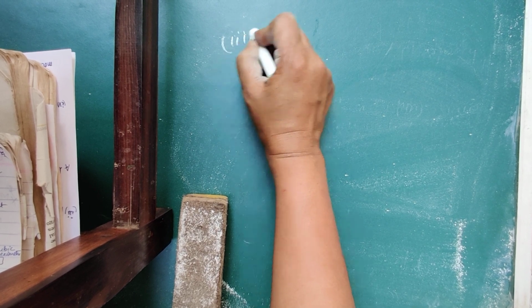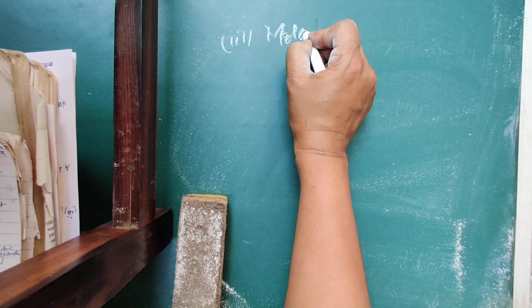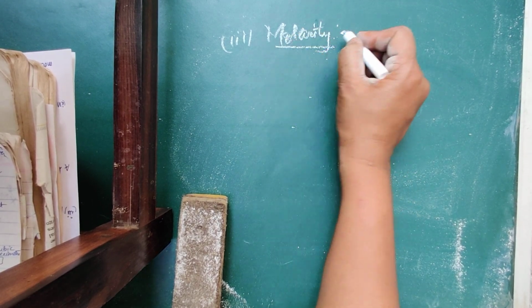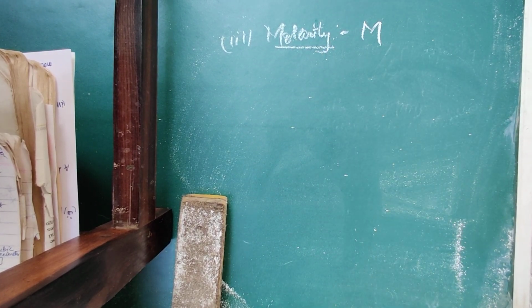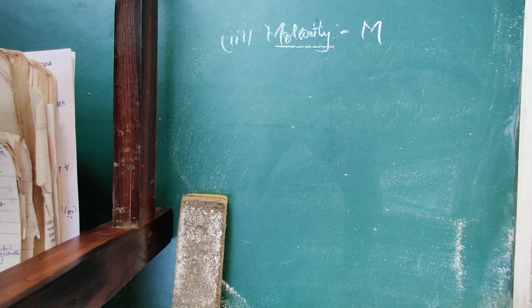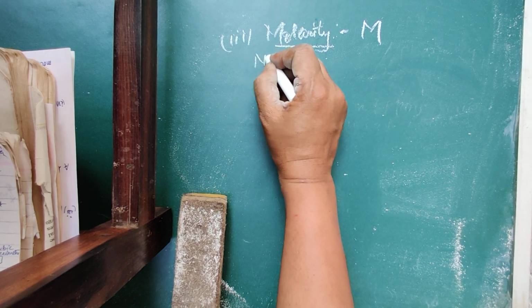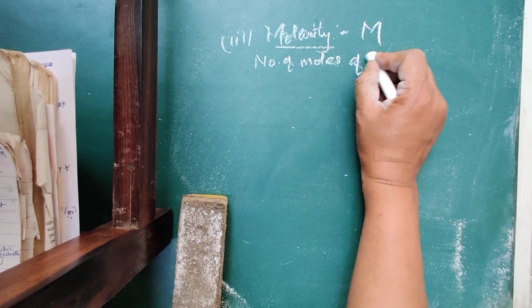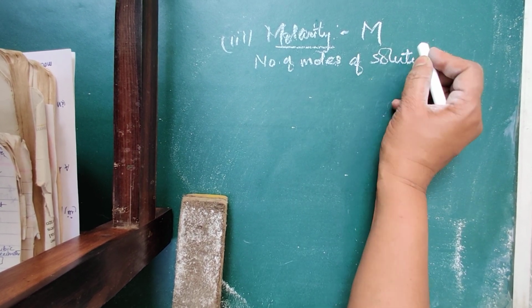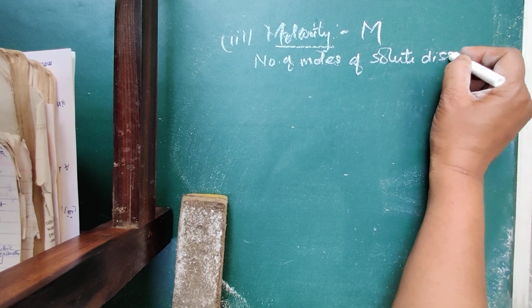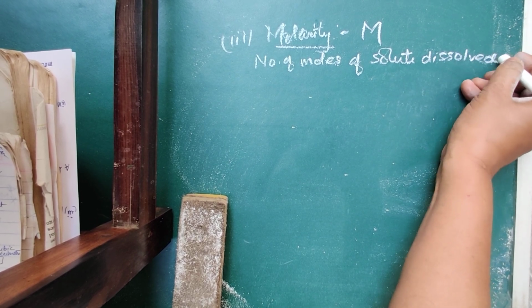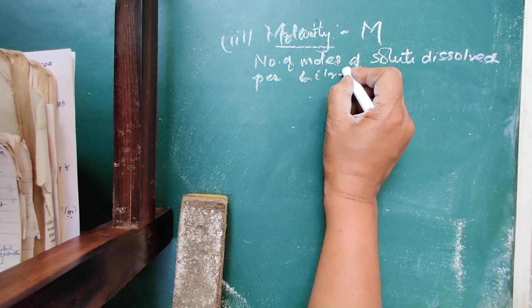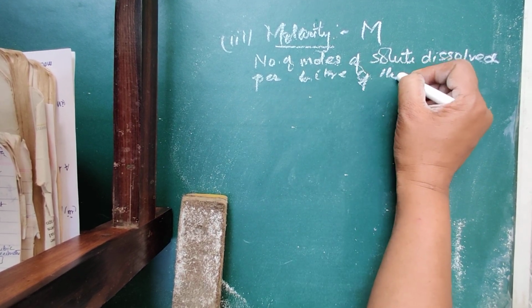Third, that is molarity. You studied this molarity in class 11th also, denoted by capital M. Definition: number of moles of solute dissolved per liter of the solution.